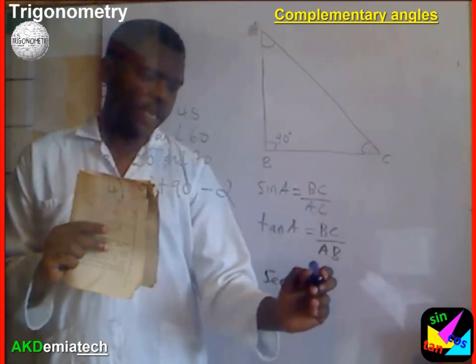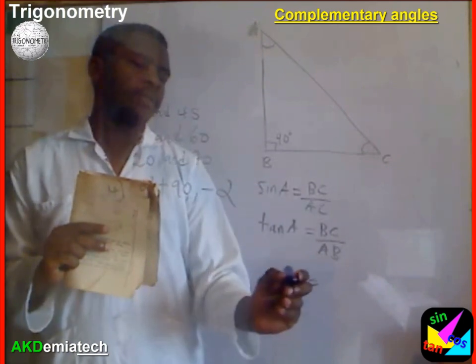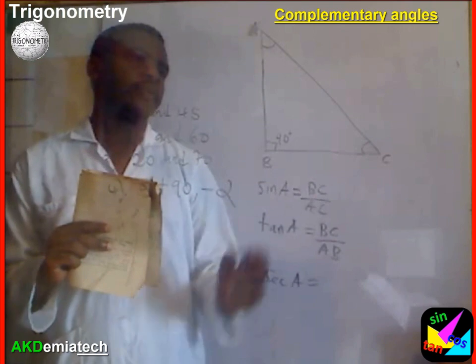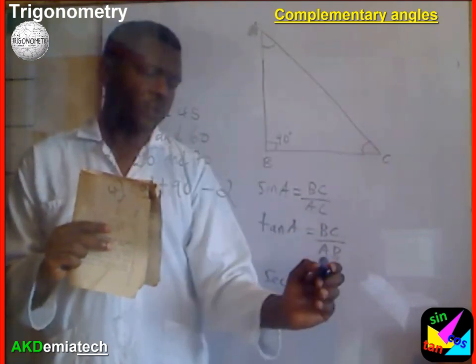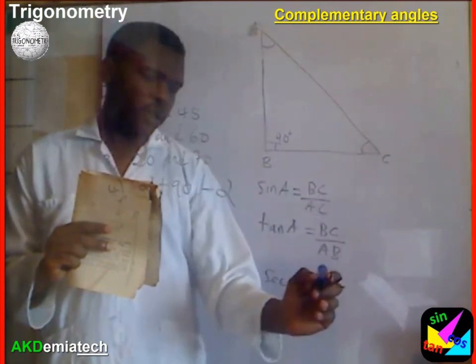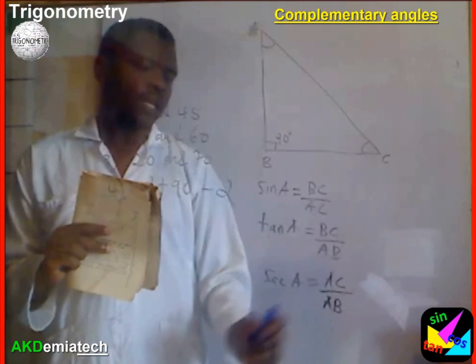Sec A is equal to, sec A is the reciprocal of cosine. Then we shall have hypotenuse AC all over adjacent AB.